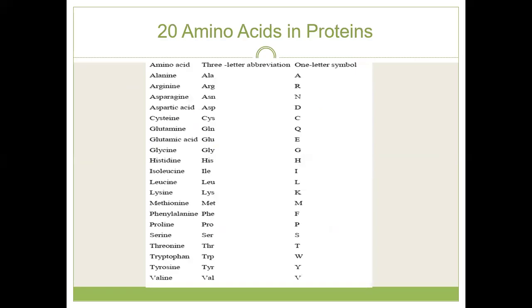Okay, now the 20 amino acids. We have 20 amino acids that exist in a protein.